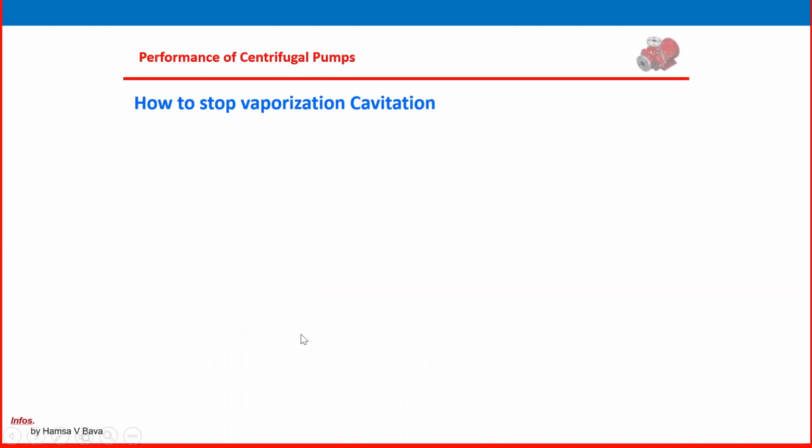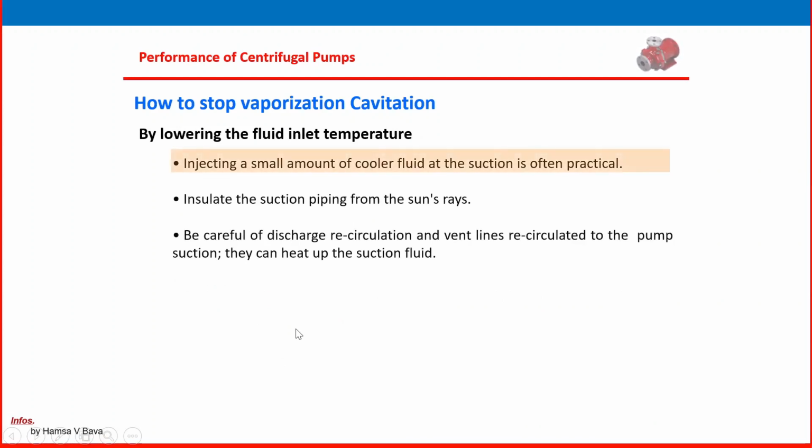Next is lowering the fluid inlet temperature. Injecting a small amount of cooler fluid at the suction is often practical. Insulate the suction piping from sunshine. Be careful, as discharge recirculation and vent recirculation to the pump suction can heat up the suction fluid. That is also possible.